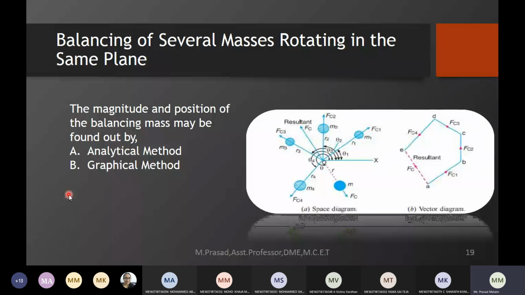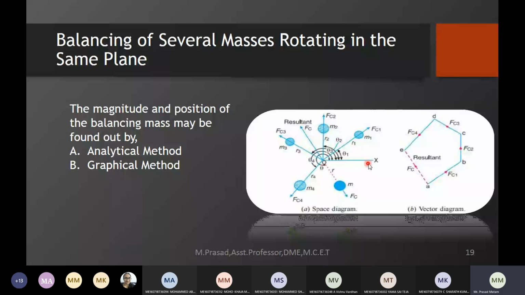And case 3 is balancing of several masses rotating in the same plane. Now what we are seeing here, this we can solve by two methods. One is the analytical method and the second one is the graphical method. And last class we discussed the analytical method, how to solve this one.